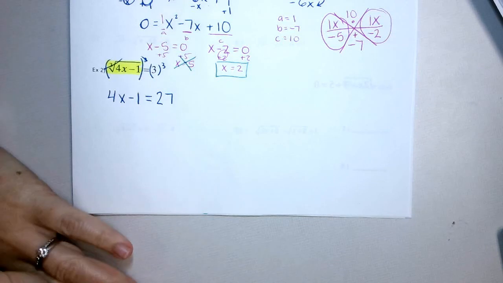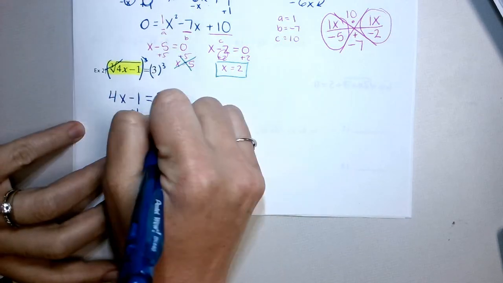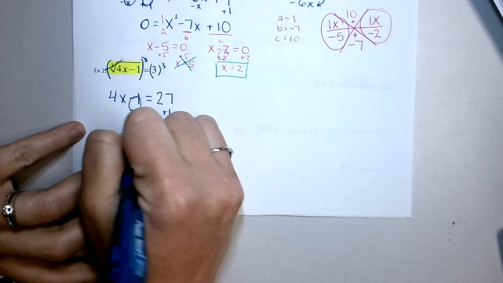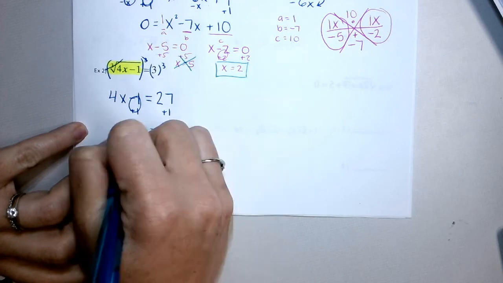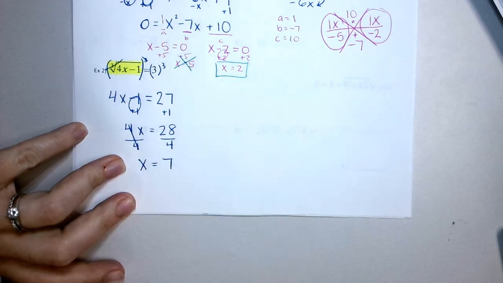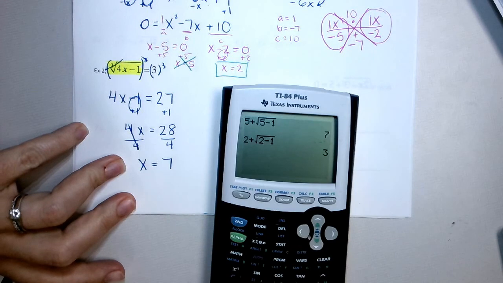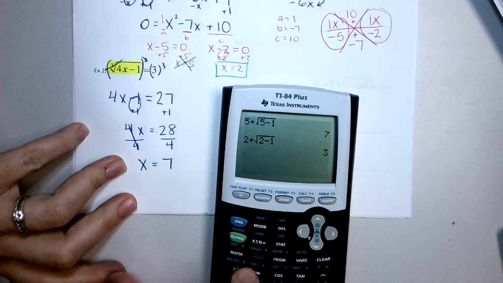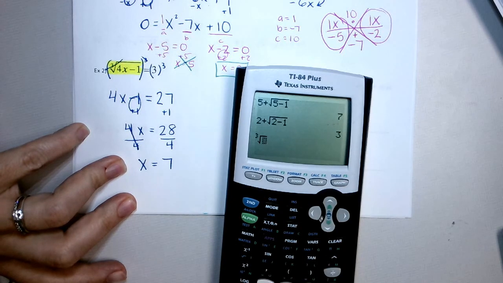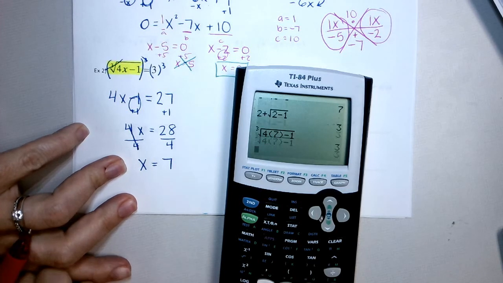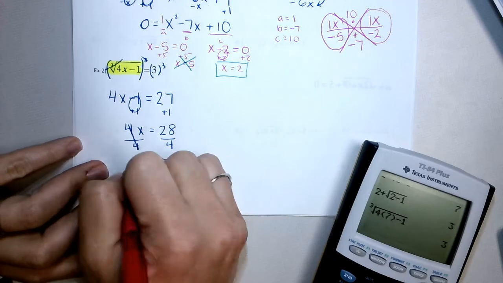Not subtract 1. Add 1. Add 1 to both sides. And I get 4x equals 28. Now what? Divide it by 4. And I get x equals 7. Now, before we say it's an answer, what do we have to do? Check. So on these calculators, you hit math, and you go down to the cube root. So we're going to do the cube root of 4 times 7 minus 1, and what should it equal? 3. Did it work? Yes. So that is my solution.